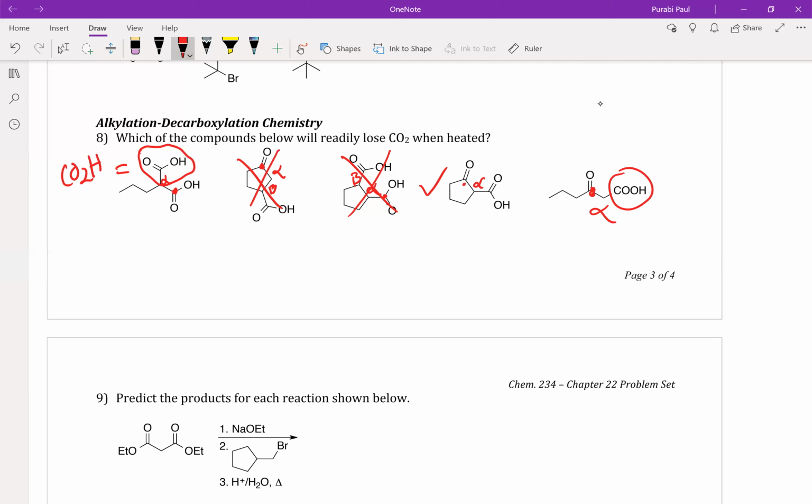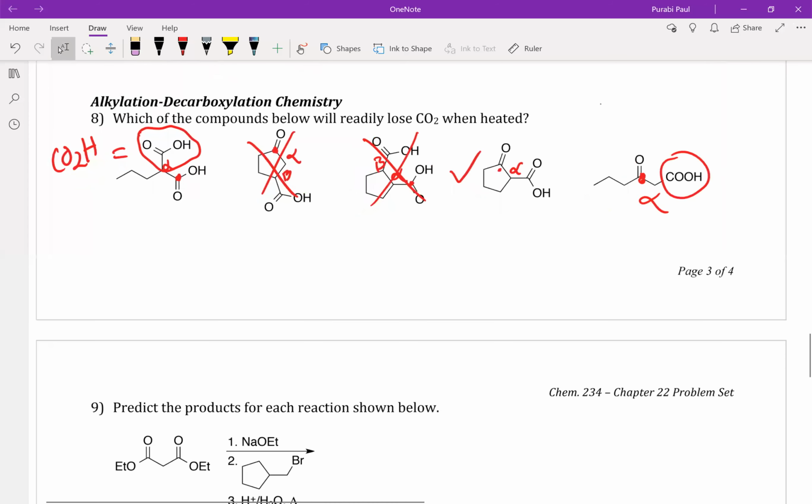As you can see, if there are 2 carboxylic acids, you could just reference one of them. But if there is a carboxylic acid and a ketone, you must reference the ketone. Okay, so how does this decarboxylation occur? What is the mechanism of it? Okay, let me show you.